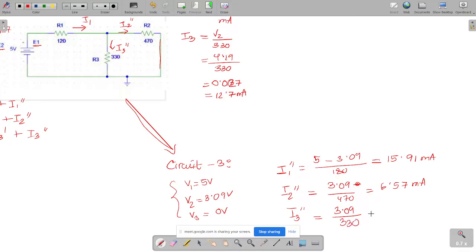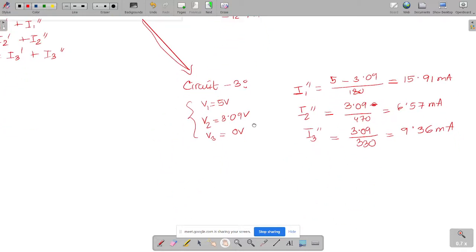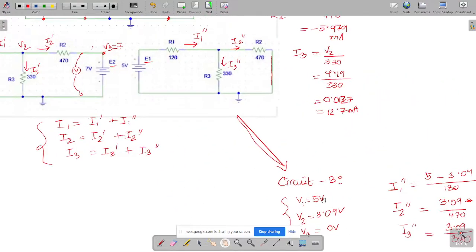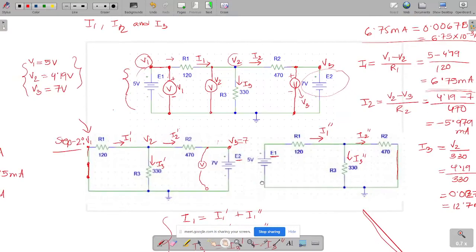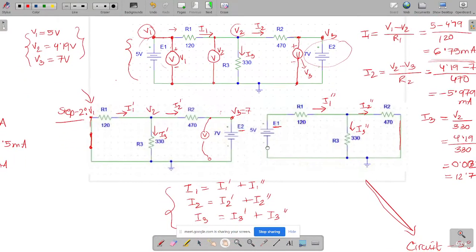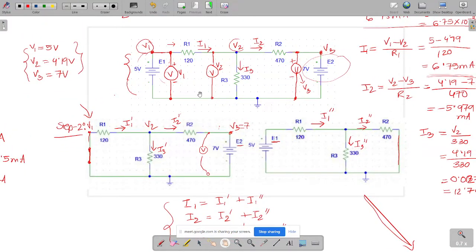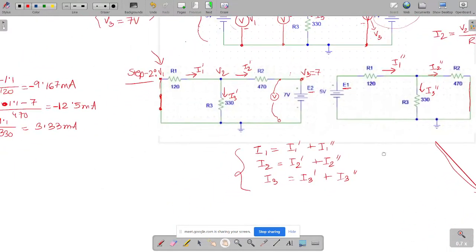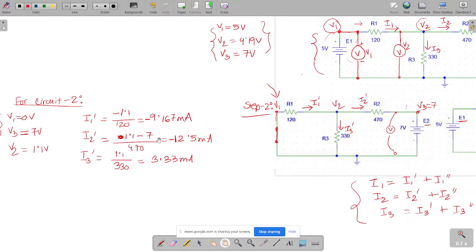330, right? So it should be about 9.36 milliampere. Now we have all the branch currents for all these three circuits. So we have solved the branch currents for circuit 1. Similarly, we have solved circuit 2 and circuit 3. So we are left with all these branch currents, right?